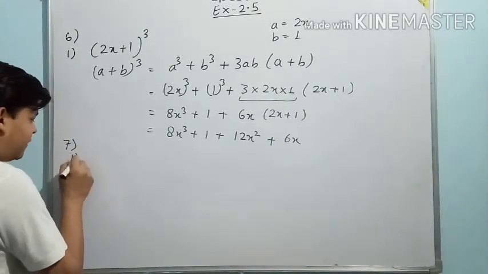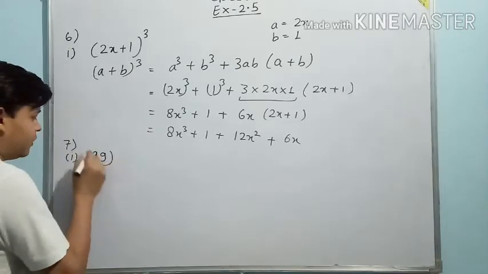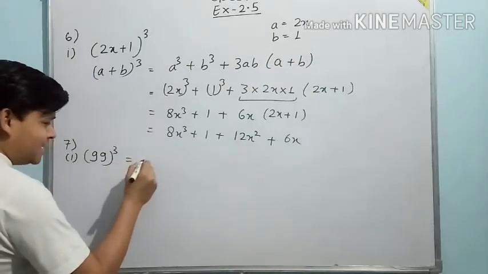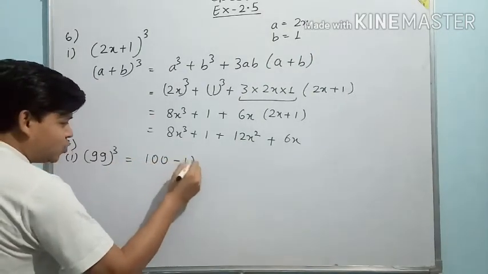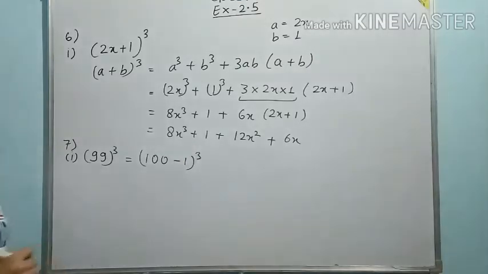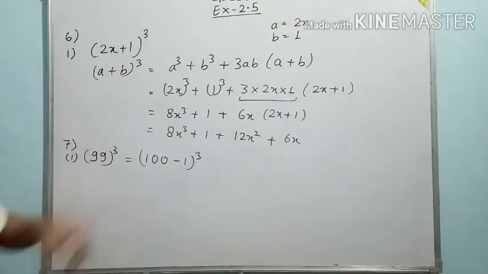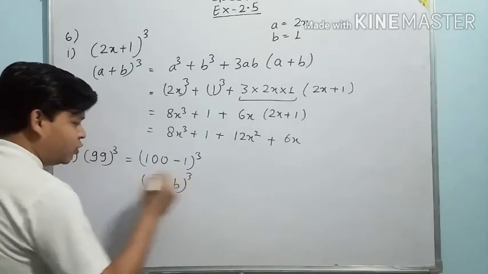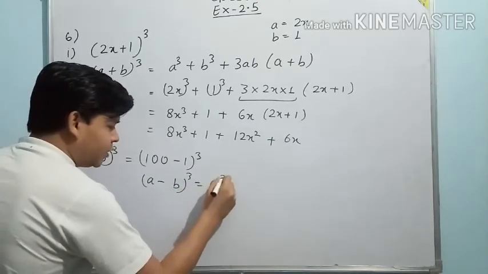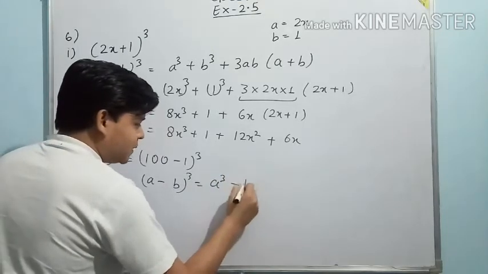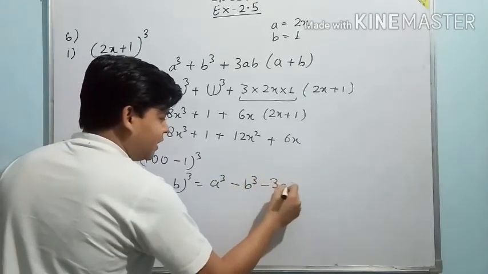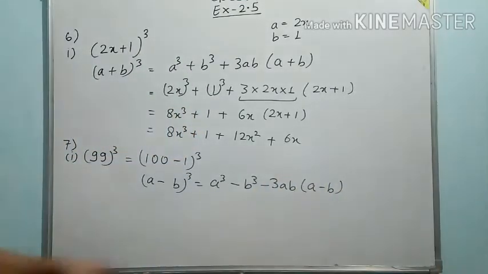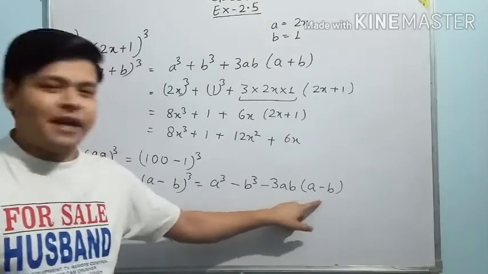So first we have the cube of 99, right? 99 can also be written as 100 minus 1, and we have a cube over it. So this time this is (a - b) whole cube, which is equal to a cube minus b cube minus 3ab, and in bracket we have (a - b). So in place of plus we will put a minus sign everywhere.